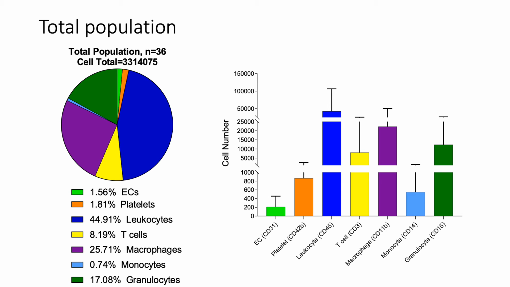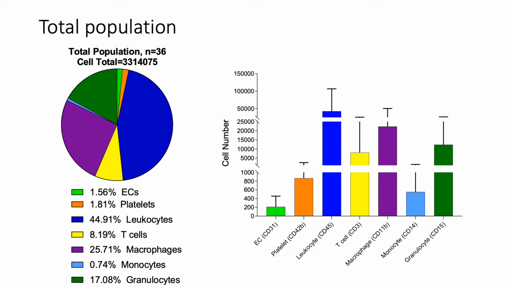To date, we have collected 36 patients with the previously shown gating strategy. From these 36 patients, we have obtained a total of more than 3 million live single cells, and we have obtained the following average compositions of the cell admixture. This is shown in the pie chart on the left. The cell type and the percent composition are indicated below the chart.